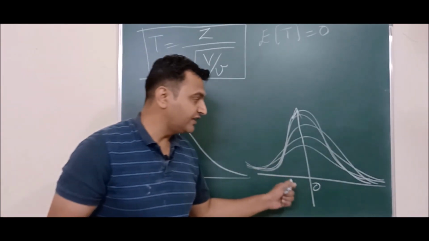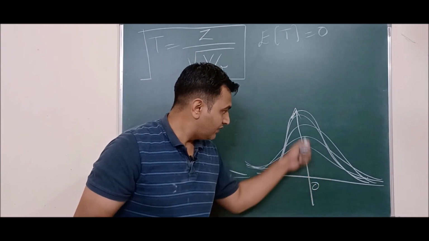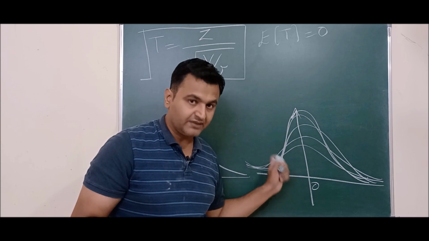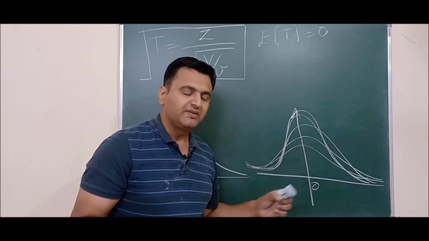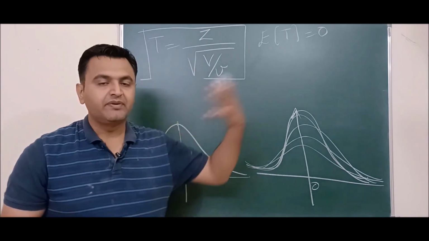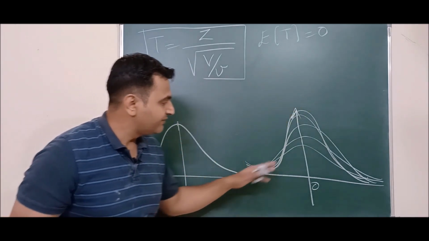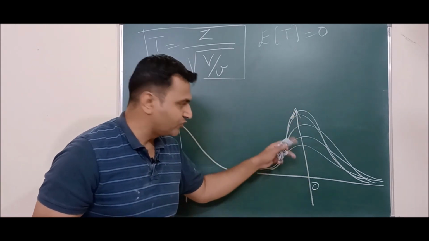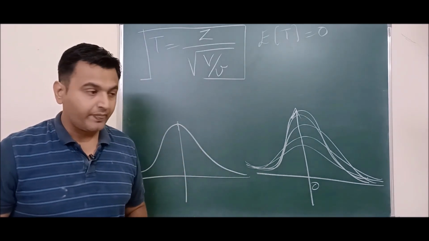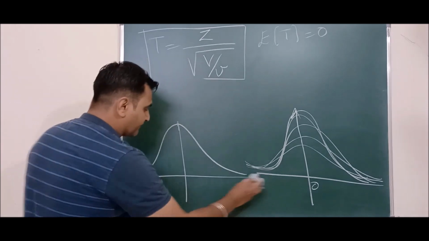Okay, so the t distribution is centered at zero, mean is zero, it is symmetric in nature. Not bell-shaped, it is symmetric in nature. And as degrees of freedom increase, it becomes bell-shaped. Okay, so it's symmetric in nature, it is centered at zero because the mean is zero, and it depends on degrees of freedom. Okay, so this was one thing.